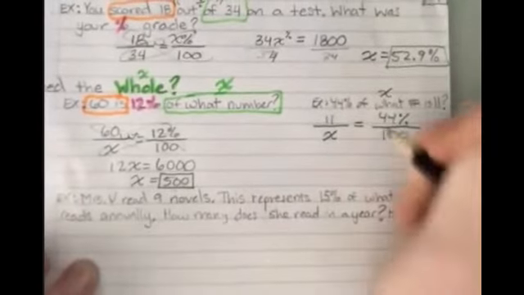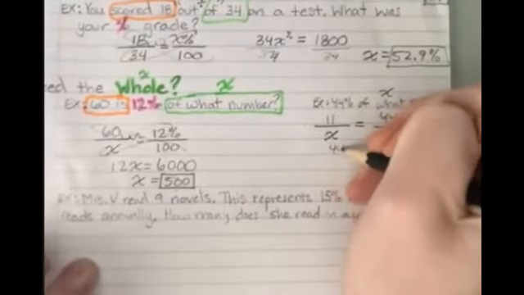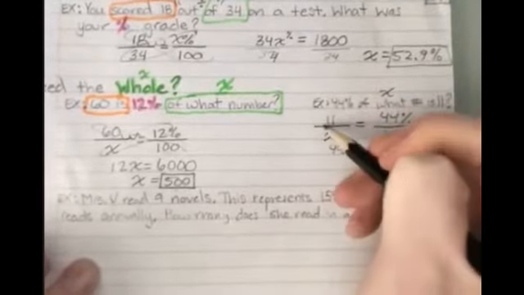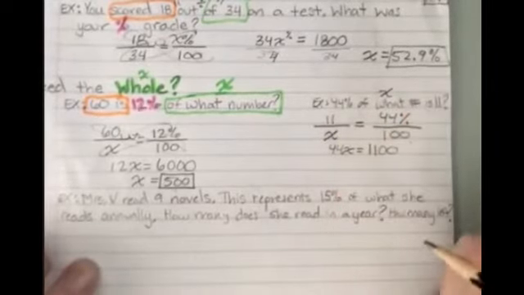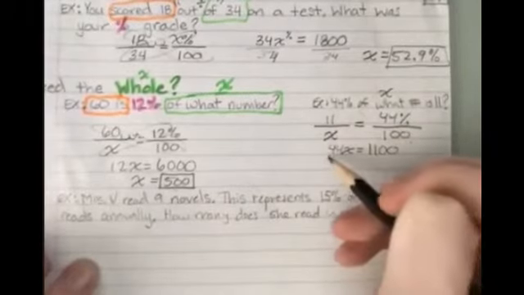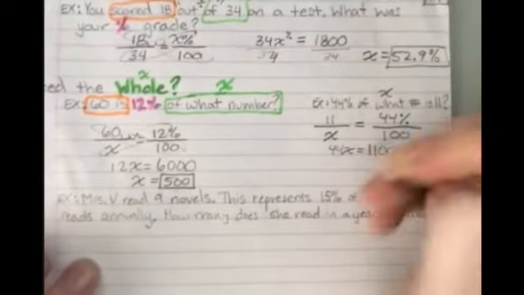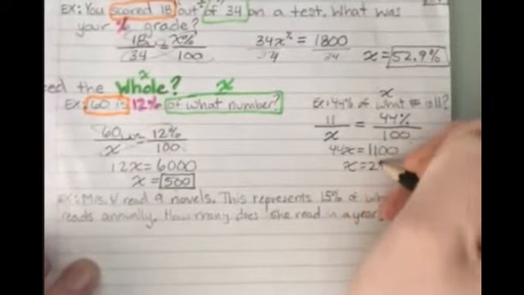Now that you have this, you do your cross product. So 44x equals 11 times 100, which is 1100. Now you need to get x by itself. So divide by 44, divide by 44, x equals 25.